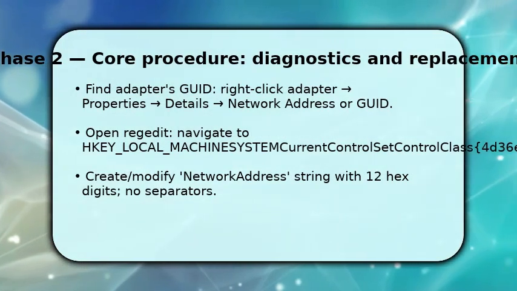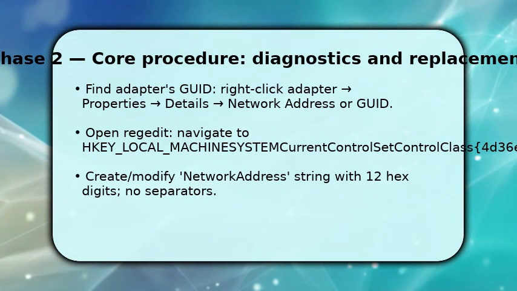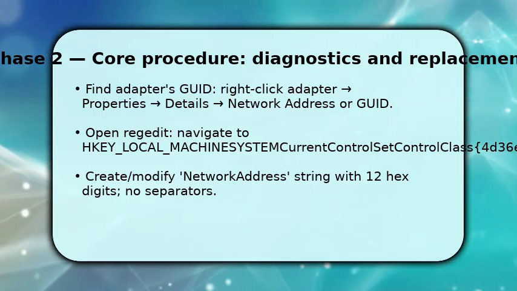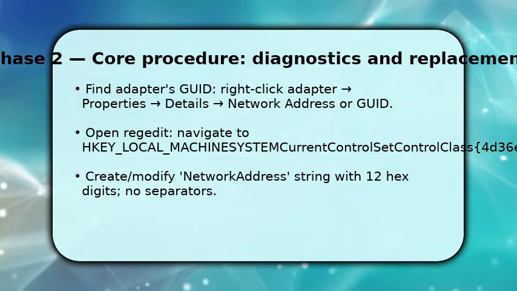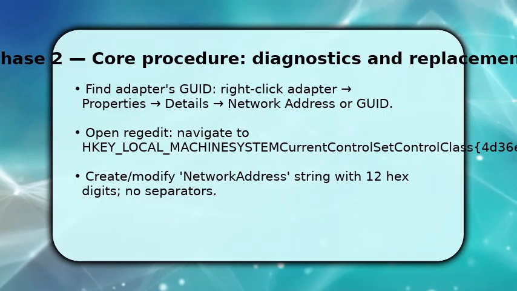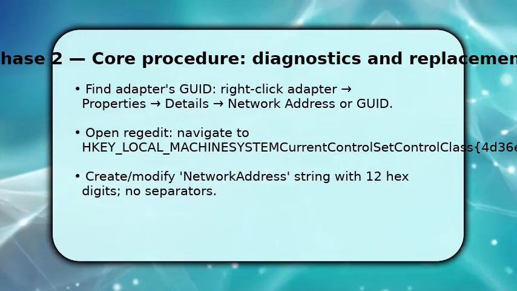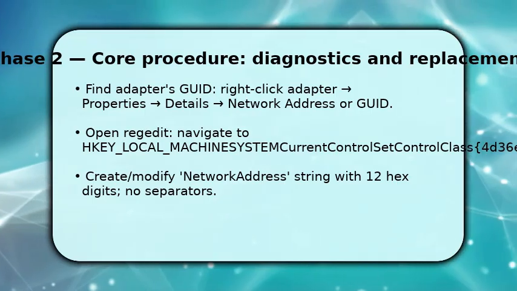First, locate the adapter's GUID under Properties, Right Arrow, Details. Write it down. Then open Regedit and navigate to the class key for network adapters. Locate the subkey matching your GUID. Create or edit the network address string value, entering exactly 12 hexadecimal characters.